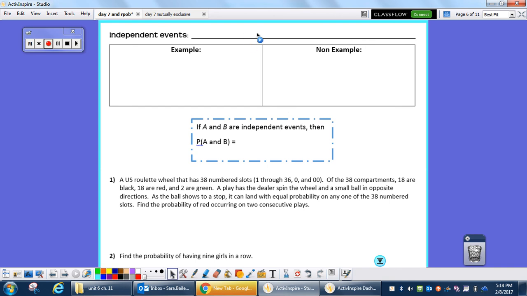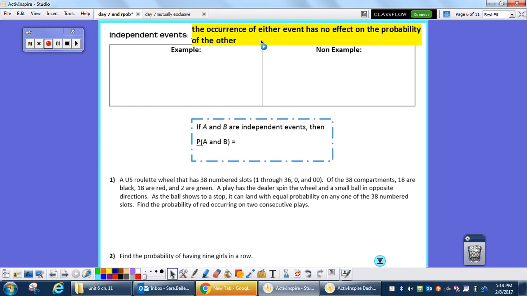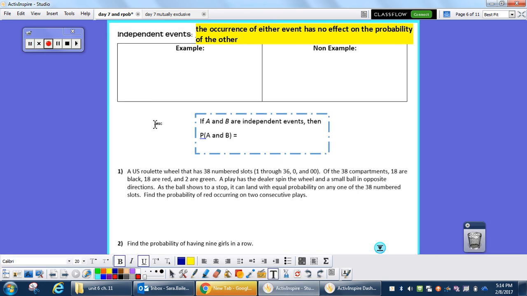Independent is two events that do not affect each other. So the occurrence of A does not affect B whatsoever. An example of this could be flipping a coin twice, because if you flip heads the first time, that does not take any option away for the second time. You could still flip heads the second time.